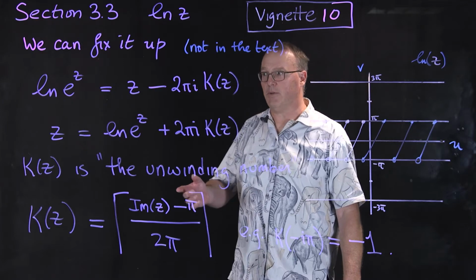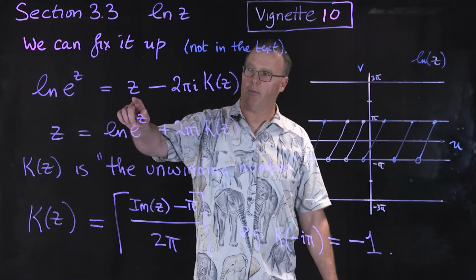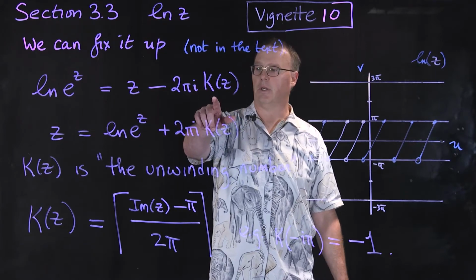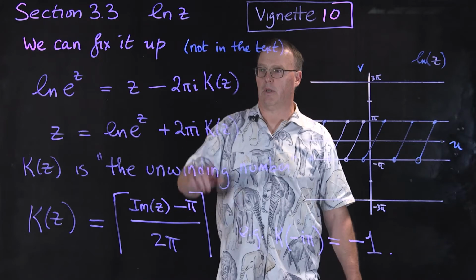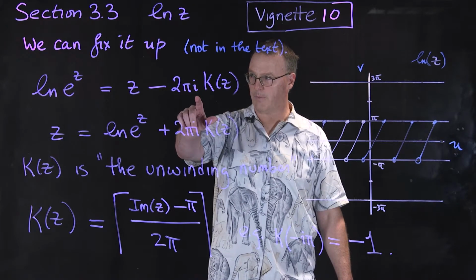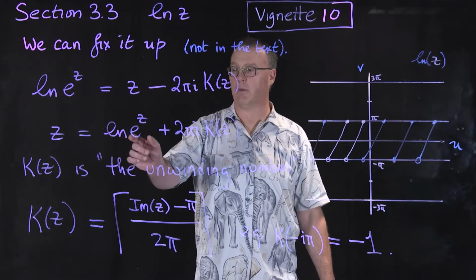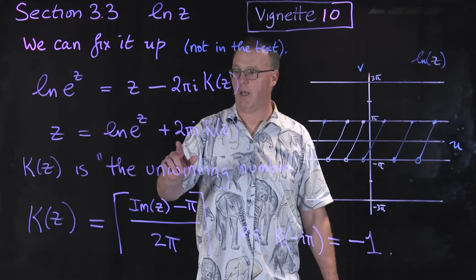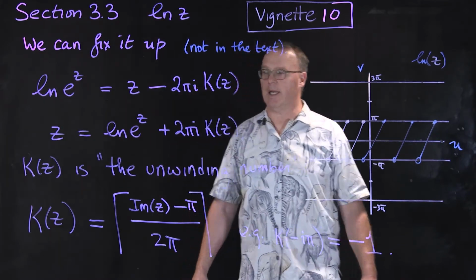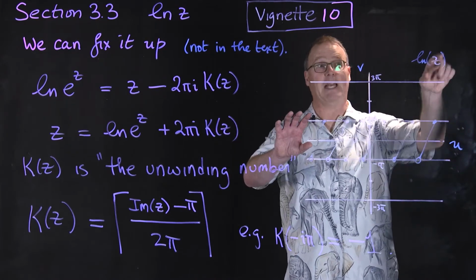And what turns out to be true is that the log of e to the z is not z, but it's z minus 2 pi i times an integer. And the integer is called the unwinding number. This equation is equivalent to saying that z is equal to the logarithm of e to the z plus 2 pi i times its unwinding number. And that's because when you take the logarithm of anything, you restrict it.